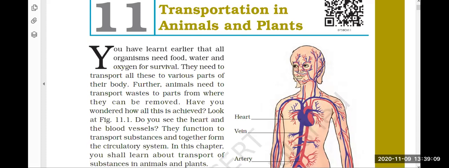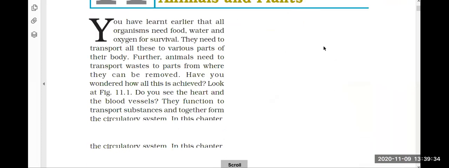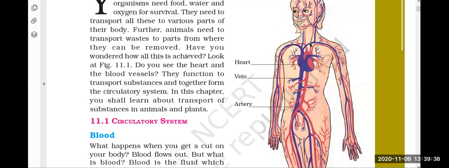Now, this whole process is called the circulatory system. The process by which blood is circulated all throughout our body is called the circulatory system. So what is the circulatory system? Basically, this is a system, or a process, by which blood is transported throughout our body.